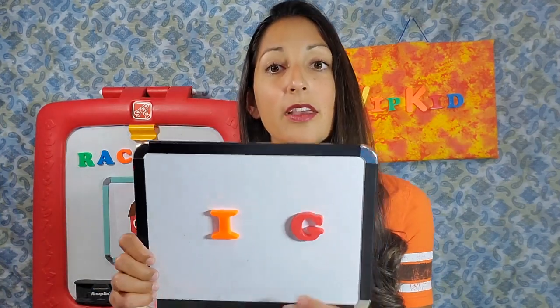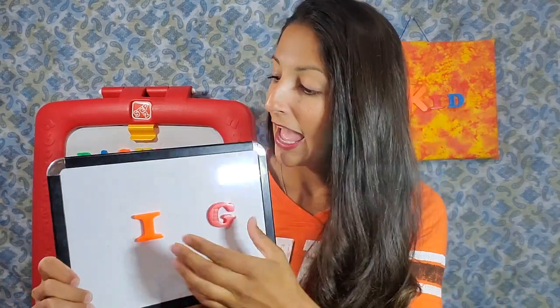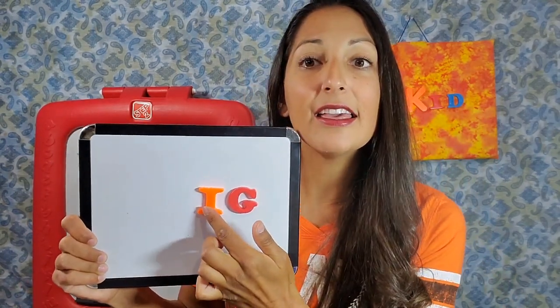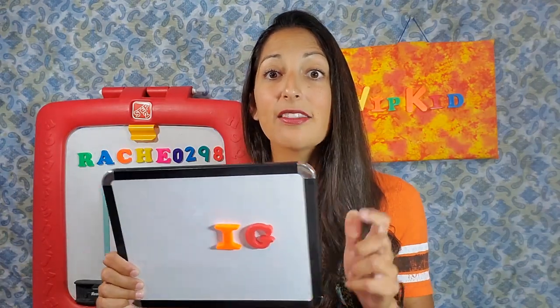So I would have the two letters separate on the board so we can distinguish the two. I, G, ig. And then you are going to add the different initial letters.